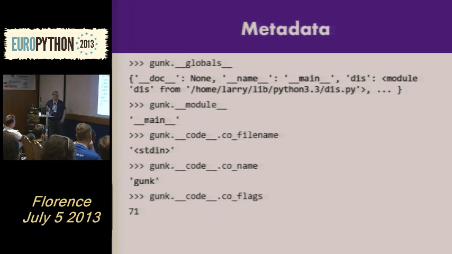co_flags, this is a bit field. The number 71 is inscrutable, and you'll see it a lot. This is one of the least documented parts of functions and of bytecode. I'll go over what that means in a minute, but you're not going to be happy.